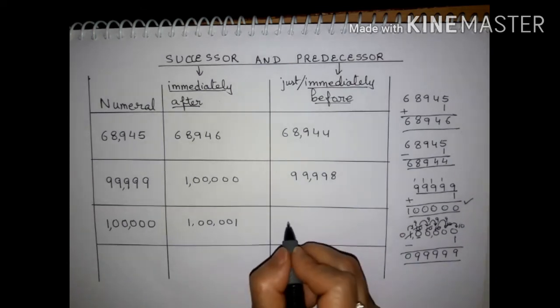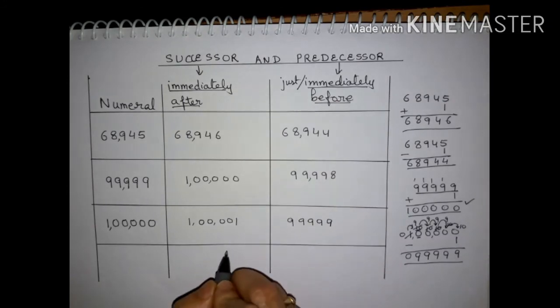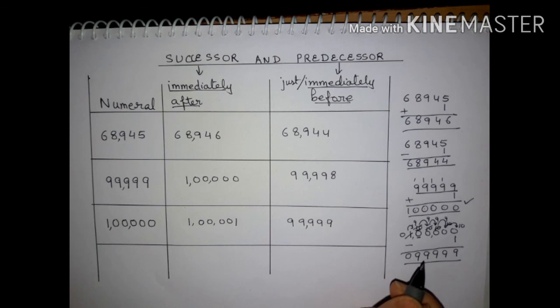So what you get is 99999, five 9s, that means 99,999. Okay, clear?